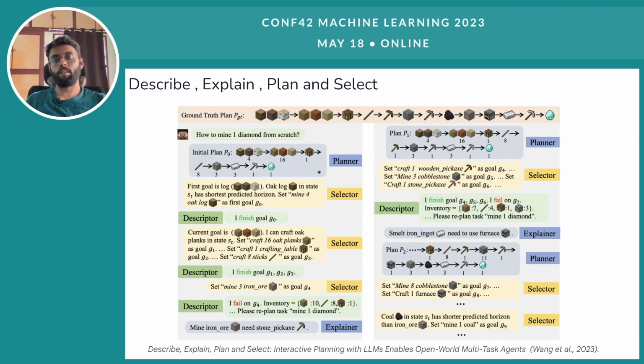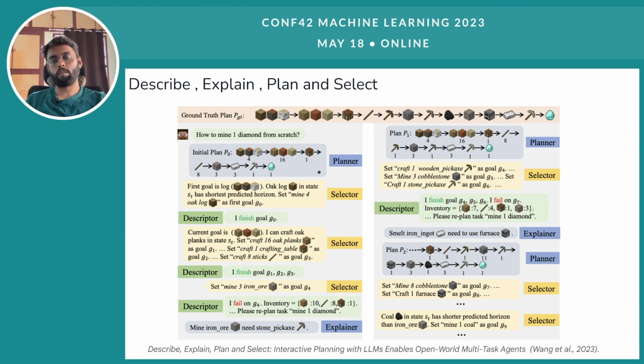So if it finishes a goal, it says I finished goal G0, and then the selector goes to the next task or next goal, and so on. This is done recursively, but as this is done by an LLM, it is prone to failures. So when a particular plan has failed, the descriptor says I failed on this particular goal, and it also gives the details of the environment.